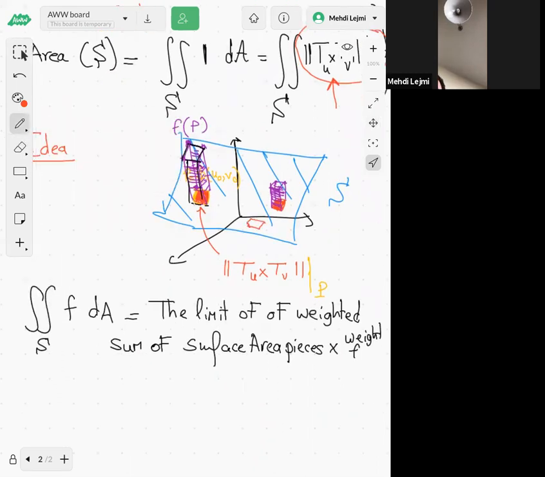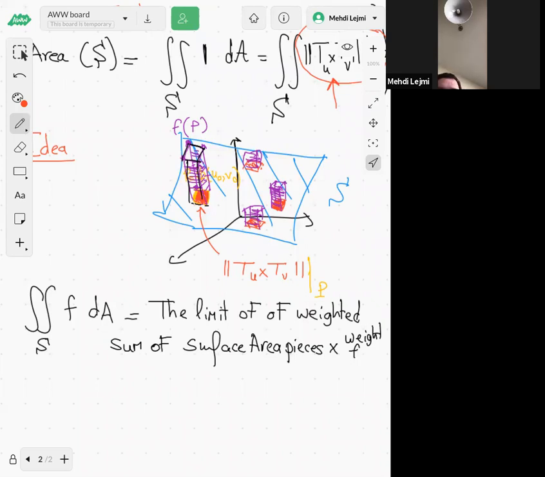Here's another small parallelogram, and another. You multiply by the function f at some point at this vertex, and you get this parallelepiped, and the same thing here, and so on. All right. Any questions, guys? Again, this is just an interpretation of this scalar surface integral.